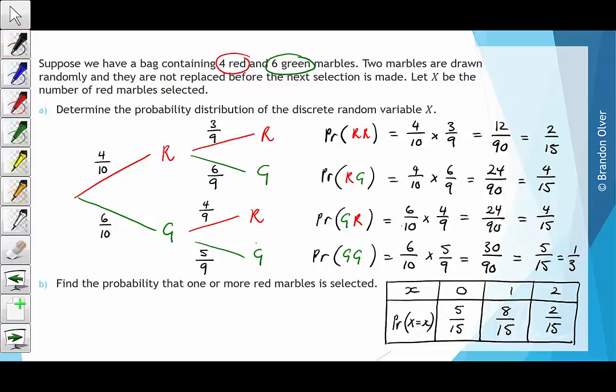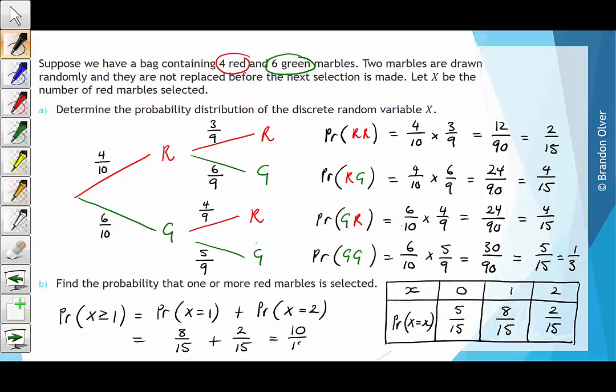For part B, it says, find the probability that 1 or more red marbles is selected. So this is asking for the probability that X is greater than or equal to 1, which is the probability that X equals 1 plus the probability that X equals 2. And if we have a look at the table, the probability that X equals 1 is 8 on 15. And the probability that X equals 2 is 2 on 15, which is equal to 10 on 15. And simplifying that, there is a 2 in 3 chance that we draw at least one red marble from the bag.